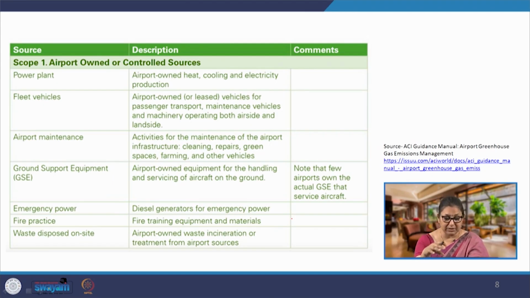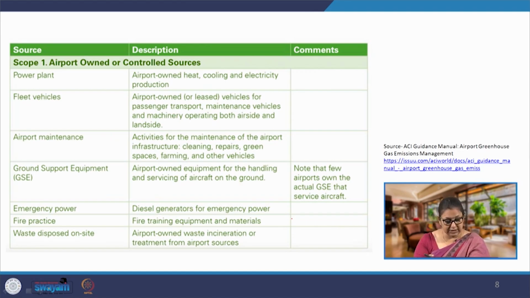Then the activities for maintenance, for example cleaning, repairs, and the emissions coming from them, and the ground support equipment. Besides the fleet of vehicles, there is a lot of ground support equipment working there for handling baggage, handling passengers, maintenance, and a lot of other things, servicing the aircraft on the ground. The emissions happening there, which may not be directly under the control of the airport but may be owned by the airlines and stationed at the airport, also come under the scope 1 of the airport.